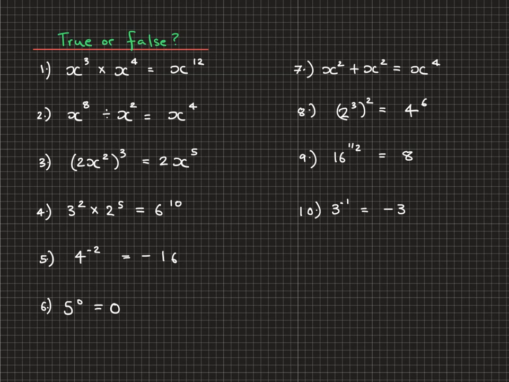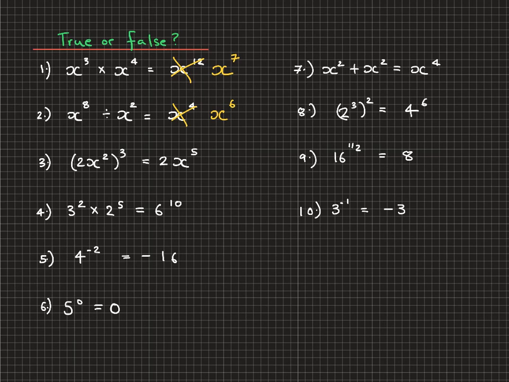So let's check these. Now the first one, x cubed multiplied by x to the 4 is not x to the power 12. The answer is x to the power 7. Somebody has tried to multiply the indices instead of adding them. Number 2, false. The answer should be x to the power 6. Somebody has tried to divide the indices instead of subtracting.